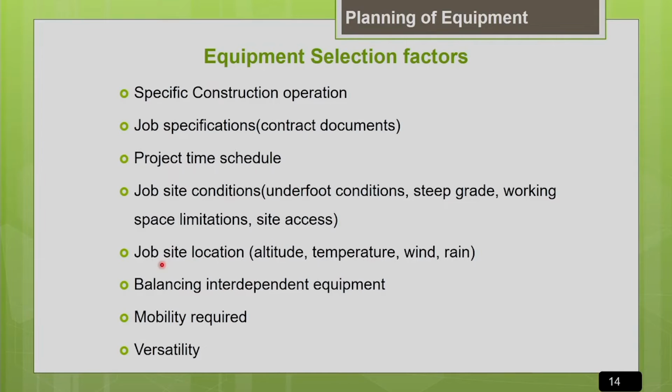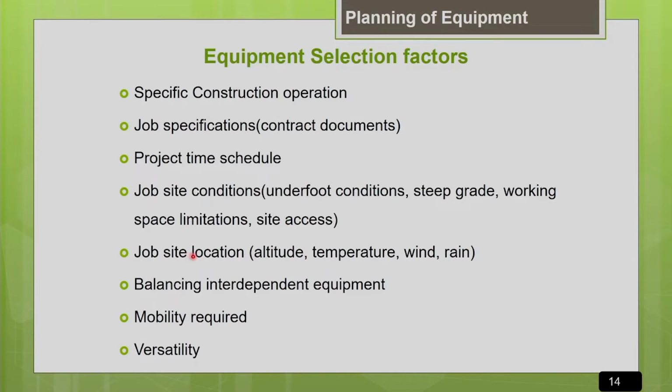Having discussed the general guidelines to be kept in mind, let us move on to the important equipment selection factors. The first one is your specific construction operation. That is a basic, important factor. As I told you, the contract specifications in the contract documents are going to govern your selection. They decide your project time schedule and the budget allocated for the project. Other than that, there are different job site conditions like your underfoot conditions, your grade and how steep it is, the working space limitations for your equipment, and how the access of the equipment to the site is.